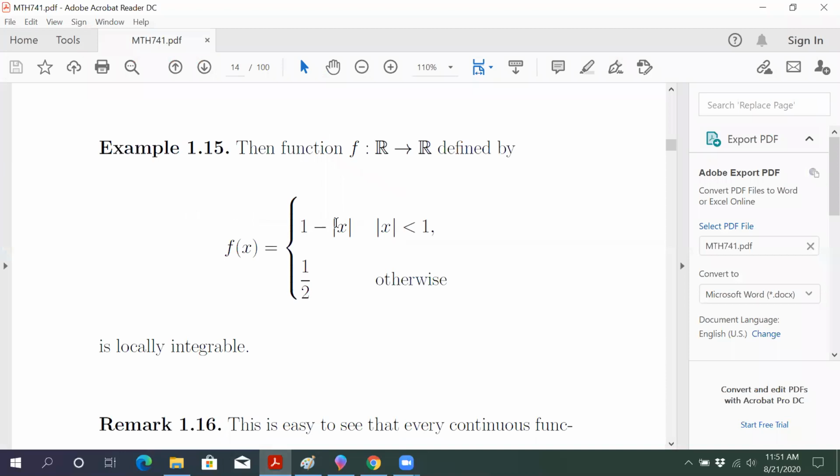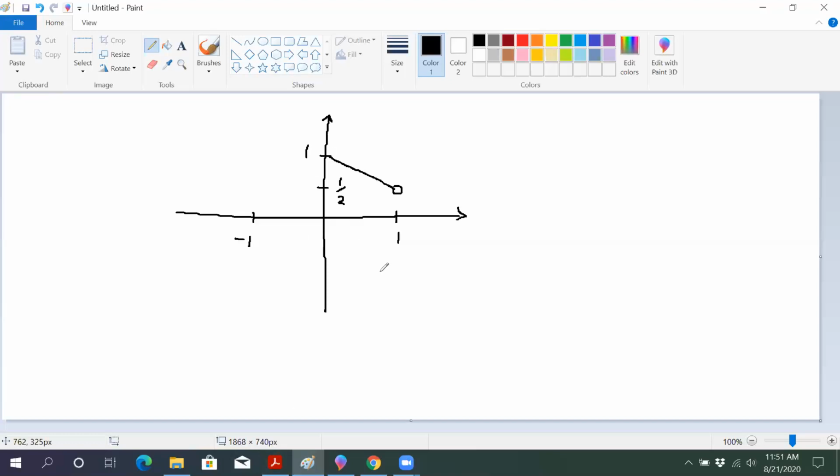We have 1 minus the absolute value of x. The absolute value of x is like this. If minus, shift up, it becomes like this.